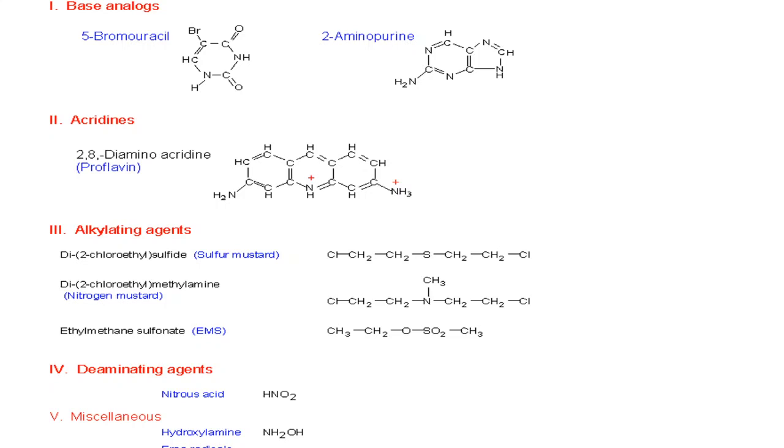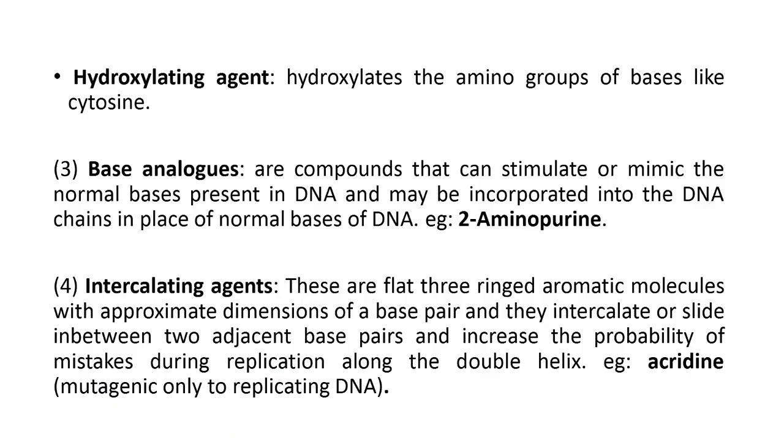Then comes the fourth group of chemical mutagens, deaminating agents, which include nitrous acid. Then one miscellaneous group is also there, which is usually included along with alkylating agents, that is hydroxylating agents. For example, hydroxylamine NH2OH. Hydroxylating agents usually hydroxylate the amino group of bases like cytosine.